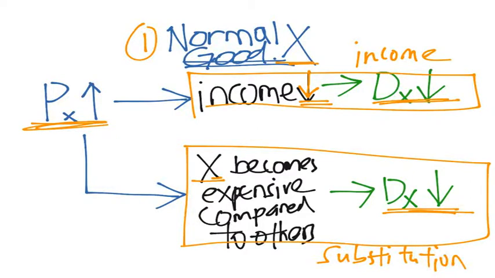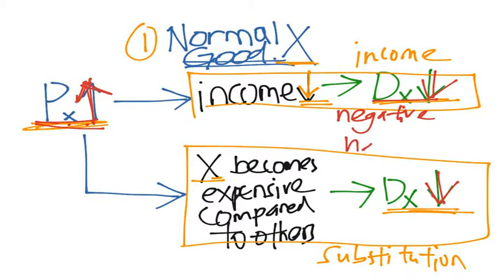Okay? Now, if you can see here, when the price of X increases, the demand of X decreases due to the income effect, meaning there is a negative relationship. When one increases, one decreases. Okay, and as for the substitution effect, same thing happens. When the price of X increases, demand for X decreases, meaning you have a negative substitution effect.